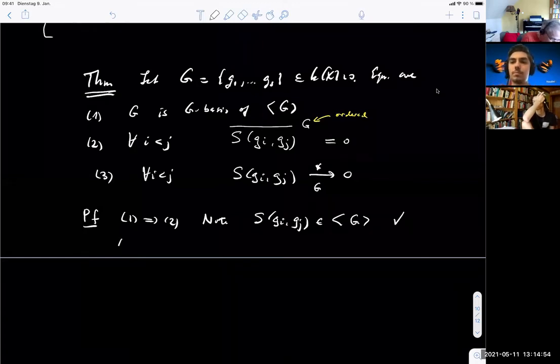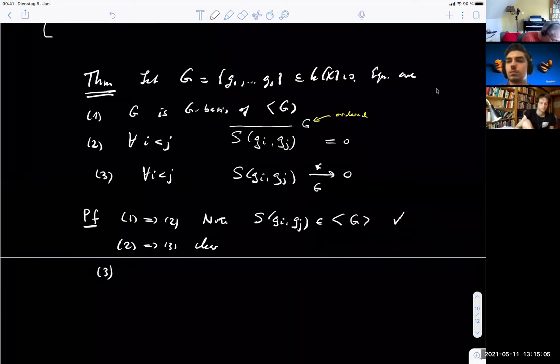Okay, 2 to 3. This is clear. Okay, and the only work is here. 3 implies 1. So here we have to do something. So now I assume for all pairs ij, the S polynomial reduces to 0 mod g. And I want to prove I have a Gröbner basis.